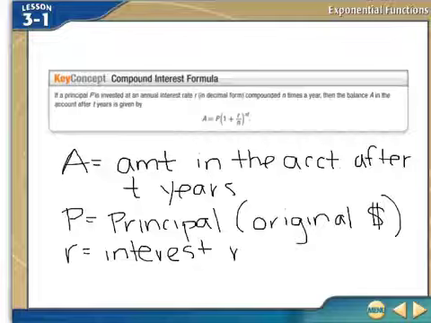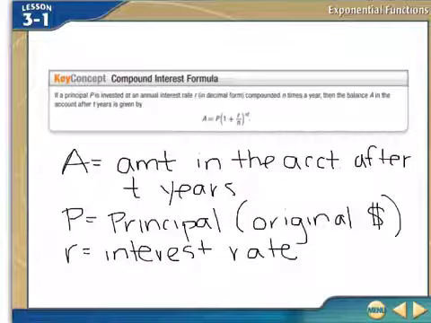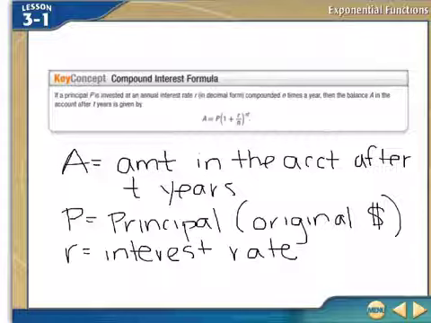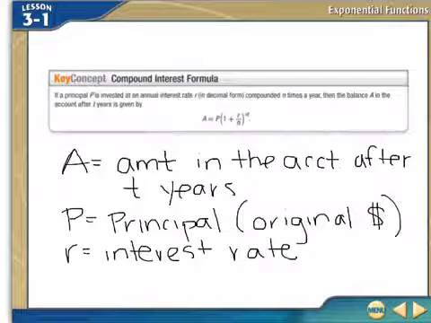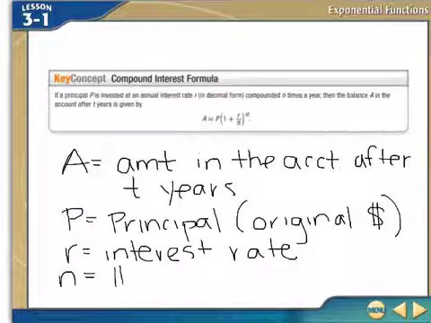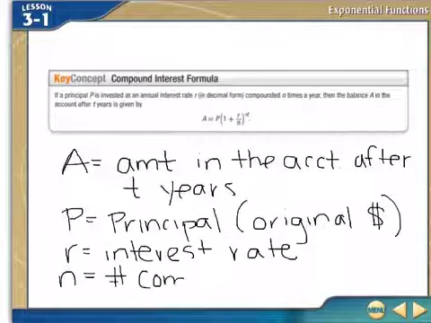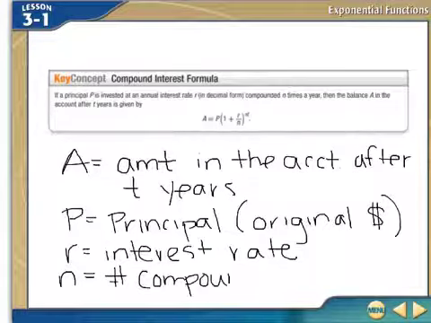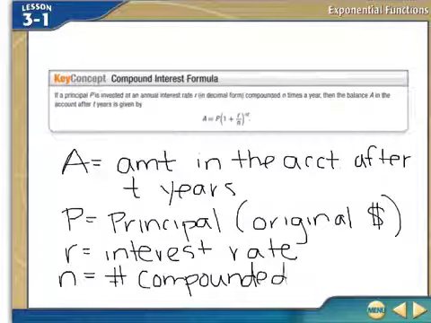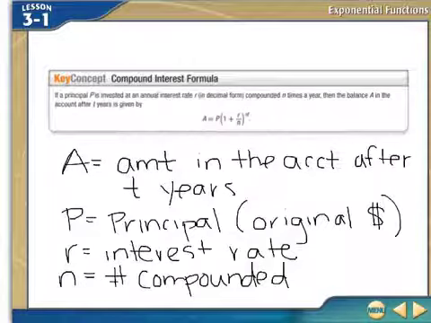That's our interest rate. So, for instance, if we had 5% as our interest rate, then we would plug in 0.05 for R because we have to convert it to a decimal. N is the number of compoundings. Compoundings is how many times a year the bank or the company pays interest on your account. And T is time in years.